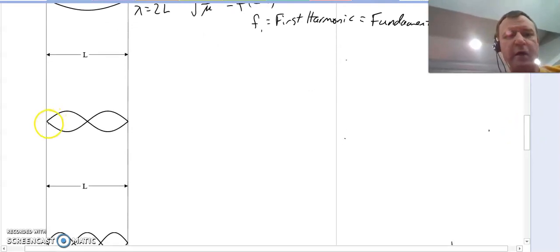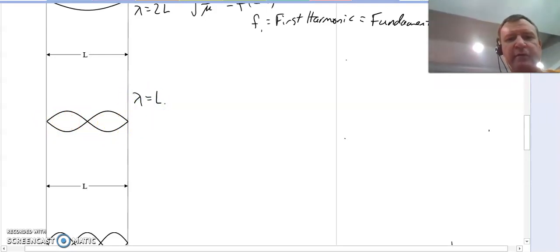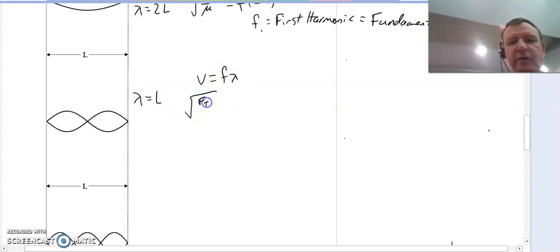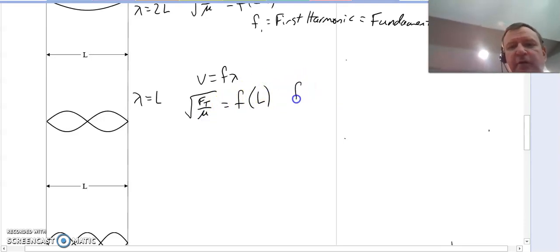Here you guys should see we have one full wavelength. So the wavelength here is the length of the string. I'm going to go to v equals f lambda. So square root of tension over mu equals this frequency times the wavelength, which is L. If I solve this for frequency, I get 1 over L square root of tension over mu.